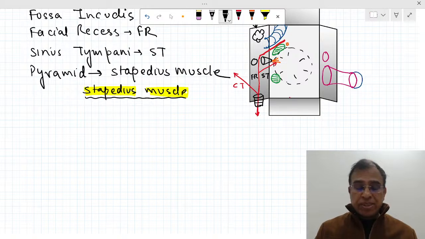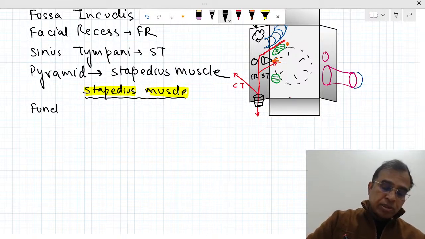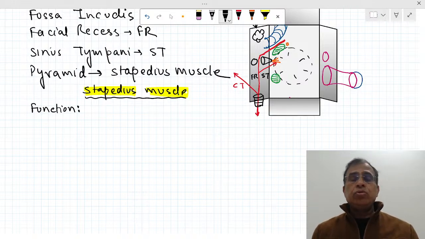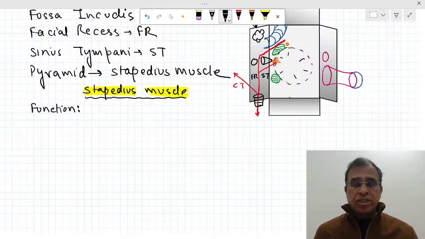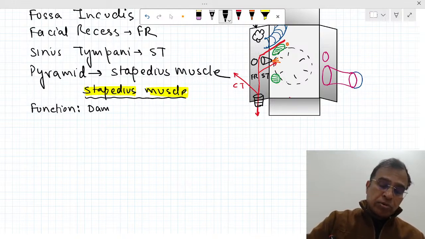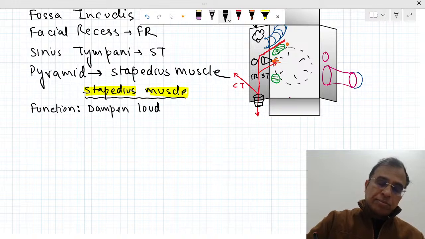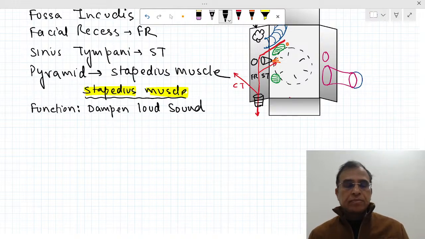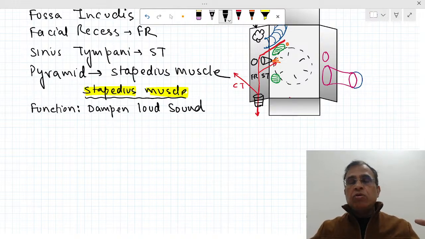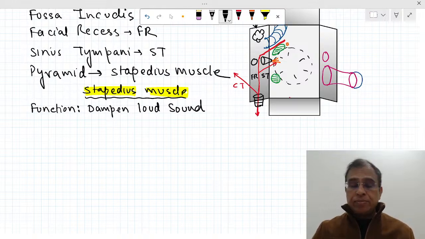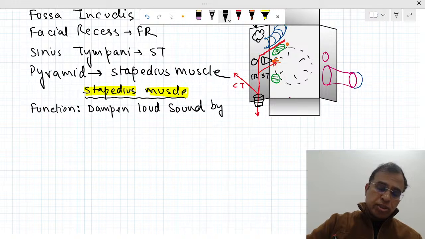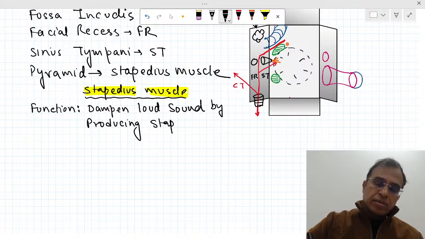But the most important thing about this muscle is the function. Who knows the function of the stapedius muscle? Very commonly asked in the exam. Most people would know this name. It is to dampen the loud sound. This is the function of the stapedius muscle. Dampen means it decreases the sound when it is very loud. If you hear a very loud sound, the loudness needs to be decreased. That's called dampening. It is done by the stapedius muscle. How does it do this? By producing a reflex called stapedial reflex. What is the other name for stapedial reflex? It's also called acoustic reflex.